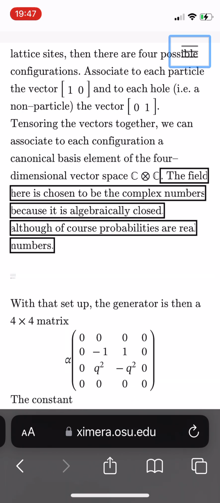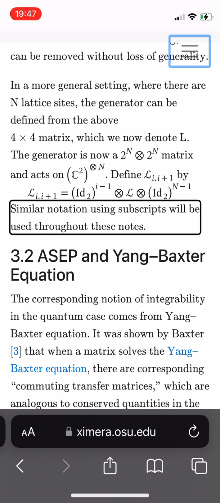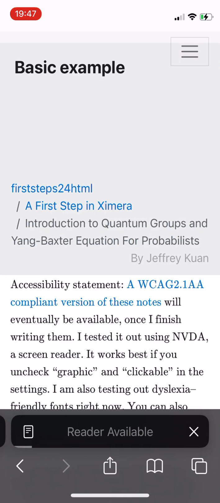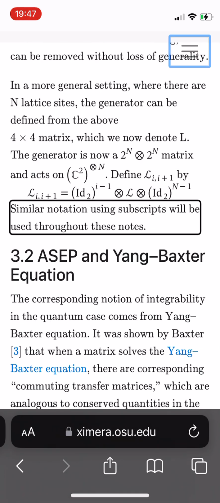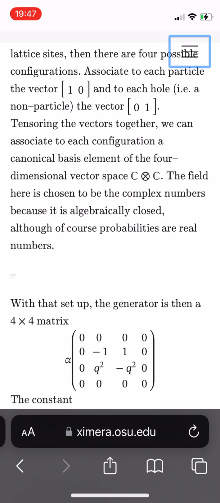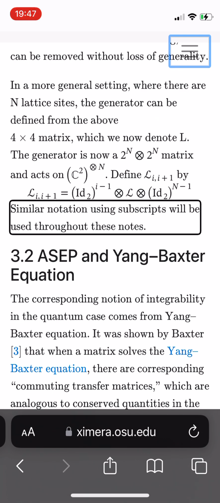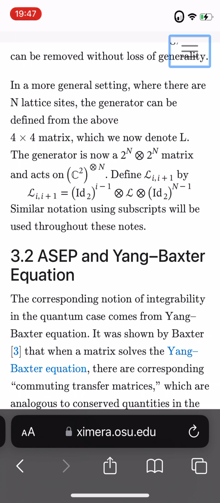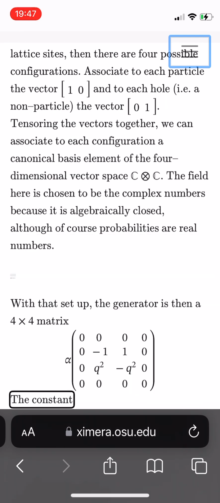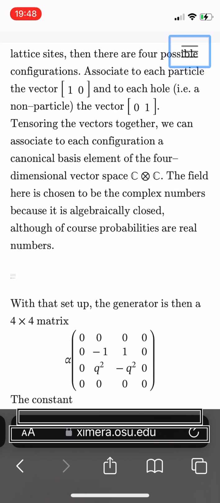The constant can be viewed as a time rescaling, so it can be removed without loss of generality.